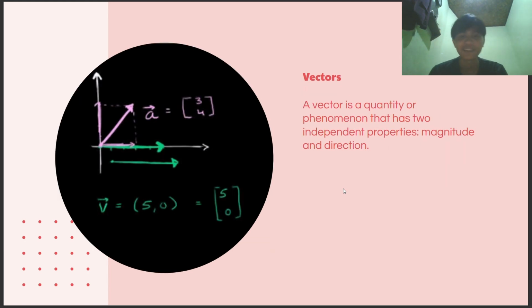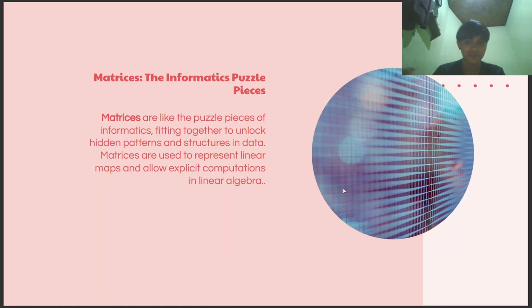What is inside linear algebra? Inside linear algebra, there are vectors. A vector is a quantity or phenomenon that has two independent properties: magnitude and direction.